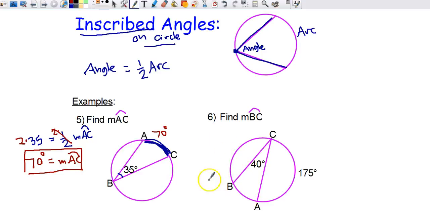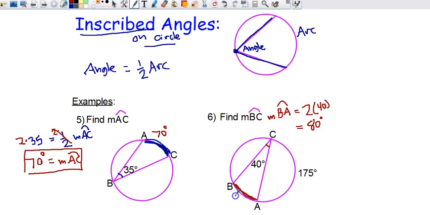You got a similar situation going on for part 6. Why don't you try part 6 on your own? See if you can at least get BA. You know, it's very much like this problem. BA is going to be twice as much as 40, so you would take that 40 and times by 2.